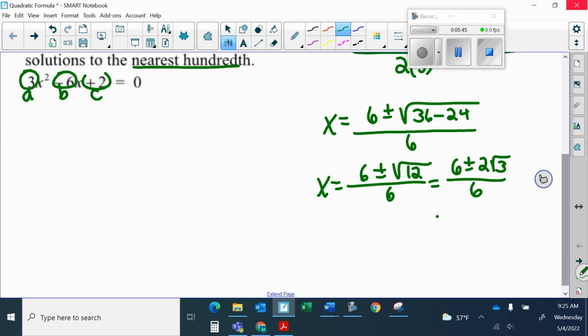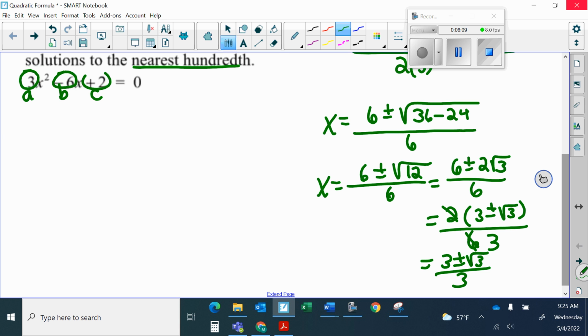And now I can see I have a GCF of 2 in the numerator. I can factor out a 2 from each term. I'm left with 3 plus or minus root 3 all over 6. And that 2 cancels that 6 3 times. So there's my two exact answers. 3 plus or minus the square root of 3 all over 3. Okay, there's my two answers.